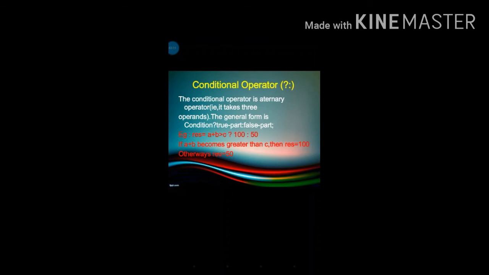Next, conditional operator. The conditional operator is a ternary operator. That is, it takes three operands. The general form is condition, then a true part and a false part. If the condition is true, the true part will be executed, and if the condition is false, the false part will be executed.